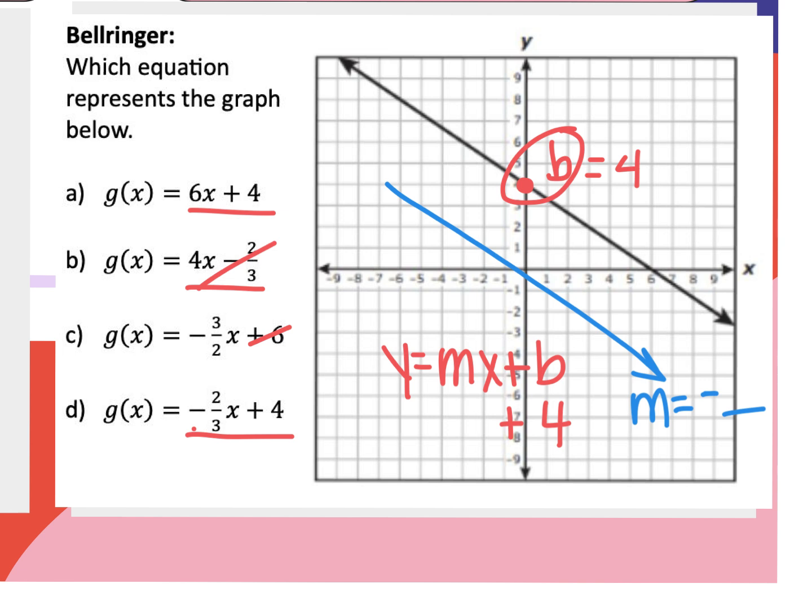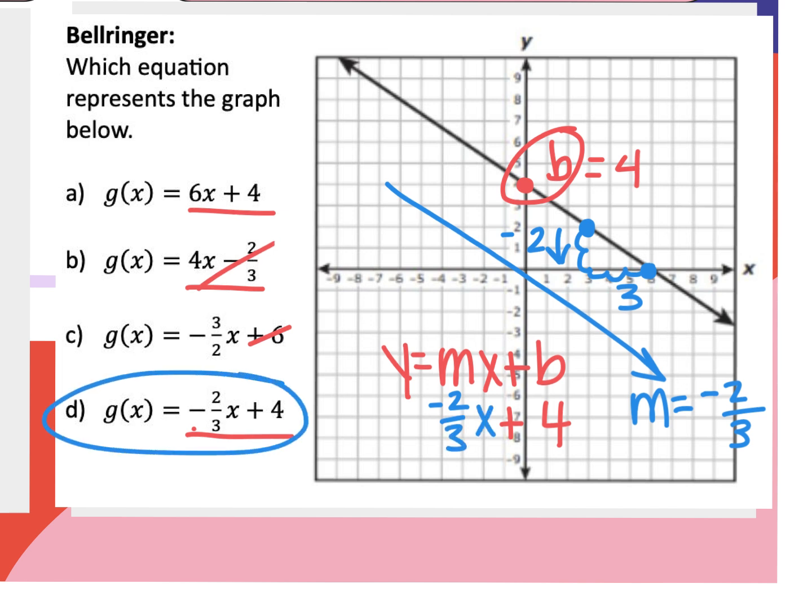And we are going to count between the pretty points. Look for where the graph crosses the grid nice and neat. So I can count down 2, which is a negative because I'm going down, and I'm going to the right. Right is a positive 3. So my slope is a negative 2/3. Don't forget to write your x, which means my answer will be D.